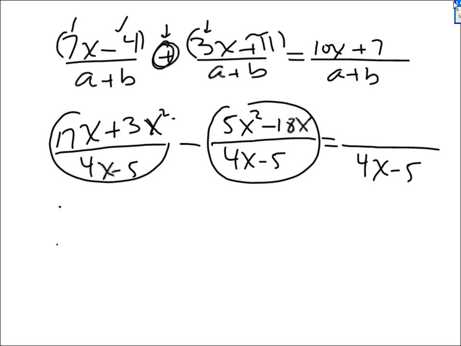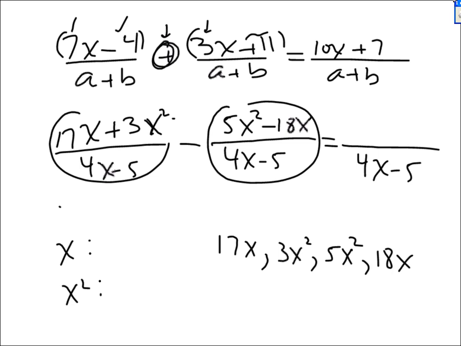When I look at the numerators, I see x's and x squared. To review that, you have 17x, 3x squared, 5x squared, and 18x. Those are the different terms. The addition and subtraction signs separated the terms. So I put commas instead of plus and minuses. If you look at the first term and you ignore the number, you see what type of term it is. It's an x term. Second term, it's an x squared term.